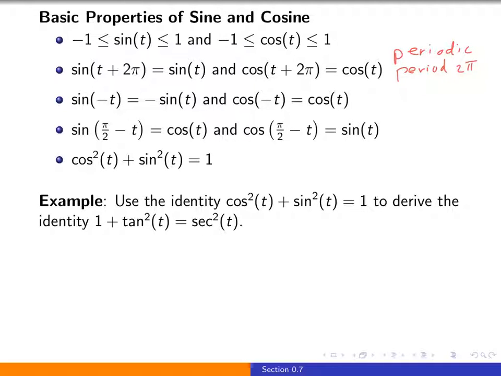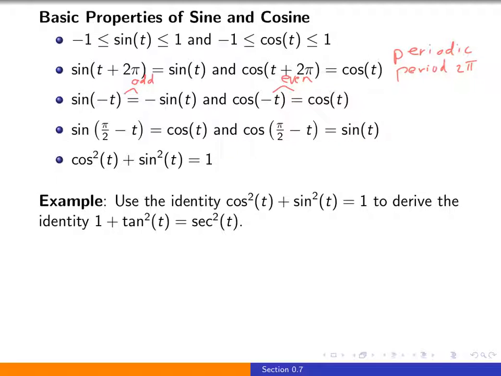Furthermore, sine is an odd function. So sine of minus t is minus sine of t, and cosine is an even function. Cosine of minus t is cosine of t. So note graphically what this tells us is that the graph of sine has an origin symmetry, and the graph of cosine is symmetric about the y-axis.